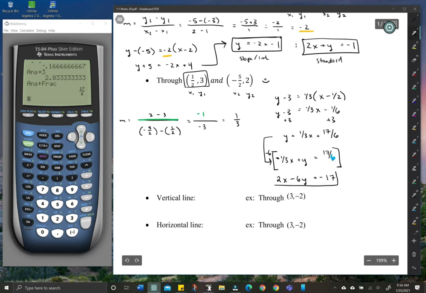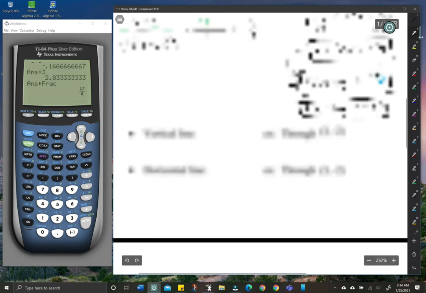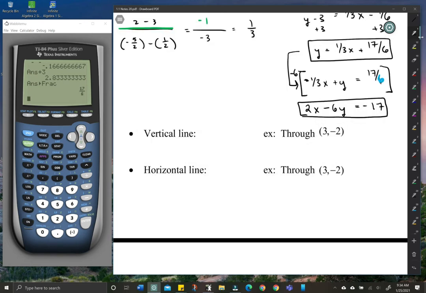Last are the types of lines: vertical lines and horizontal lines. This stuff's real easy, but they're commonly mixed up, so be careful. A vertical line always has the form x equals some number a. So horizontal is y equals some number a.